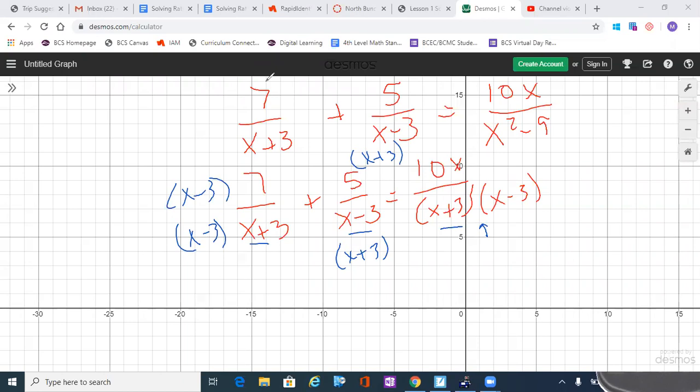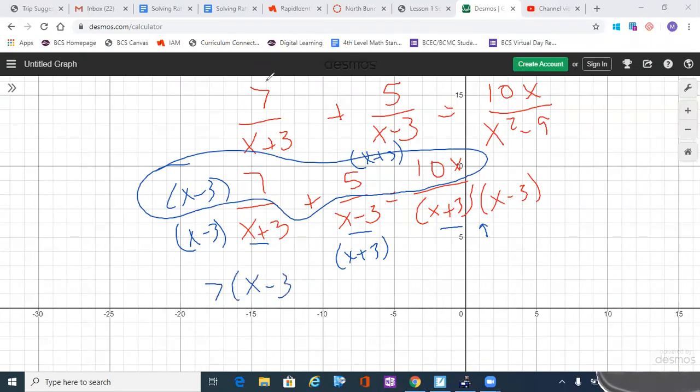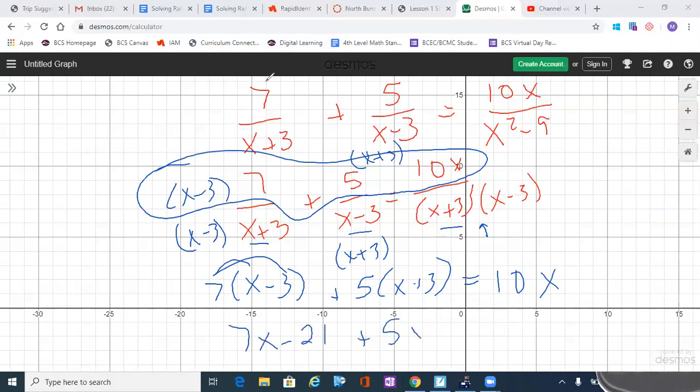So now I can go ahead and work only with the numerators. So I'm just going to take this whole entire chunk right there and just bring it down. So 7 parentheses x minus 3, plus 5 parentheses x plus 3 equals 10x. And I'm just going to go ahead and distribute everything in. So 7x minus 21 plus 5x plus 15 equals 10x. So that goes in there.